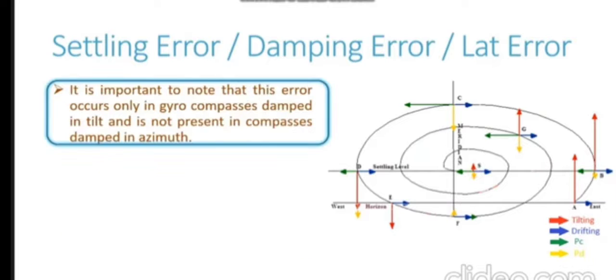Clear? Now, one important thing to understand and keep in mind is that this particular error, that is the settling error or damping error or latitude error, occurs only in the gyro compasses which are damped in tilt. We had seen that there are two types of damping which are possible. Either the compass can be damped in tilt or the compass can be damped in azimuth. Now this error is not present in compasses which are damped in azimuth. This is only present in the gyro compasses which are damped in tilt.